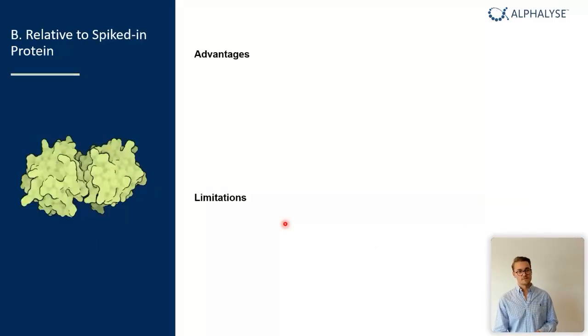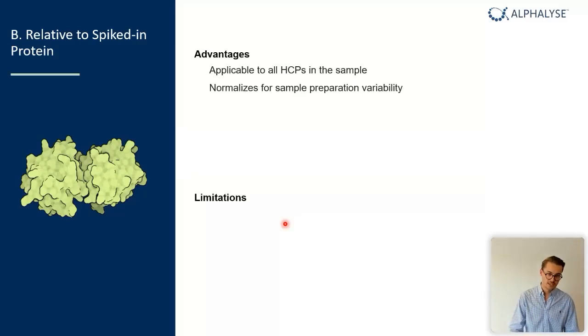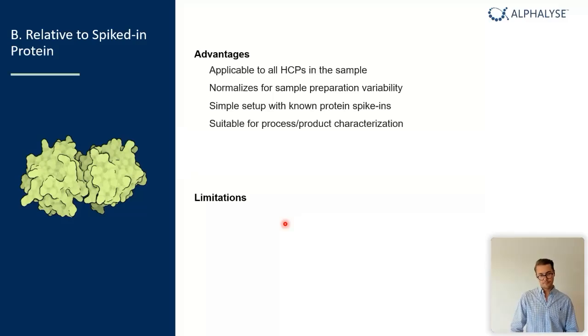For method B, relative to spiked-in protein, it is also applicable to all host cell proteins in the sample. It also normalizes for sample preparation setup as it is spiked in prior to digestion. The sample setup is quite simple, as it's with known spike-ins. This method is suitable for process and product characterization. It also supports the transition to a target MRM approach, which is one way it discriminates itself from or stands out from method A, which, due to the high dynamic range of the product protein, cannot be used for a targeted approach.